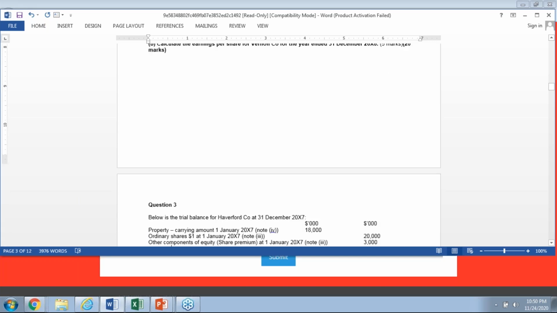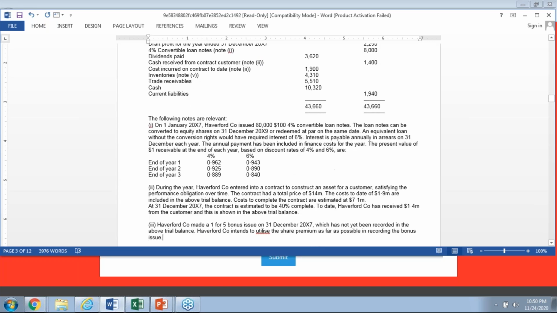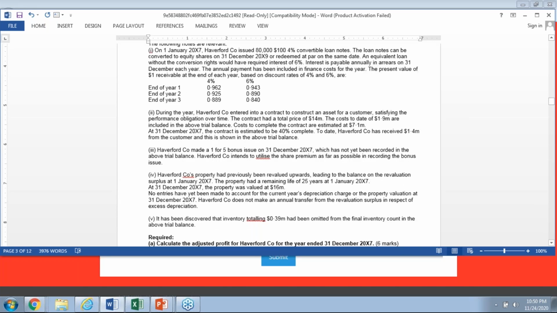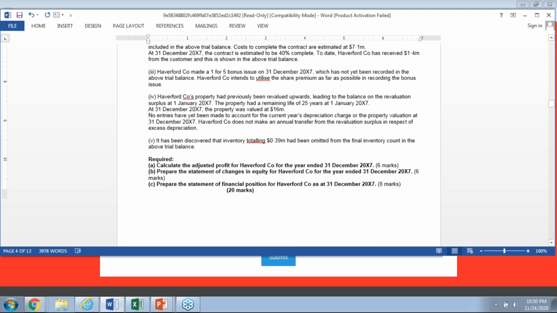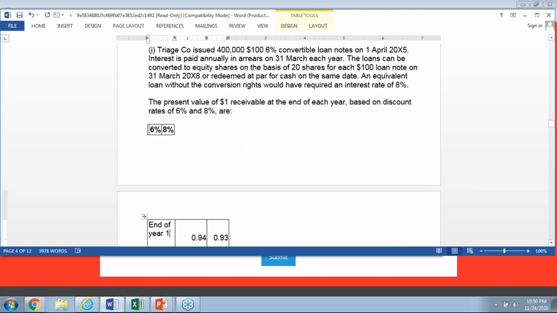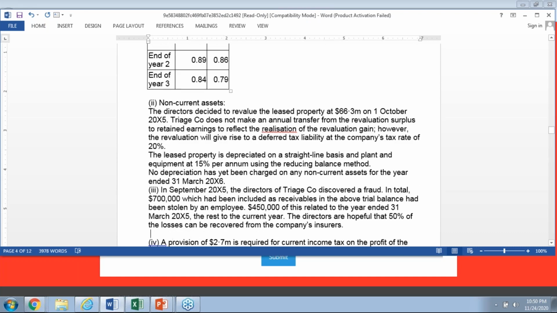Then we have Haverford, third question, in which you are required to do this adjustment, IFRS 15. You can see almost in all the past papers, you will find the adjustments of IFRS 15 in the CRQ area, and you will also find the adjustments in section A and B. So go and try it.